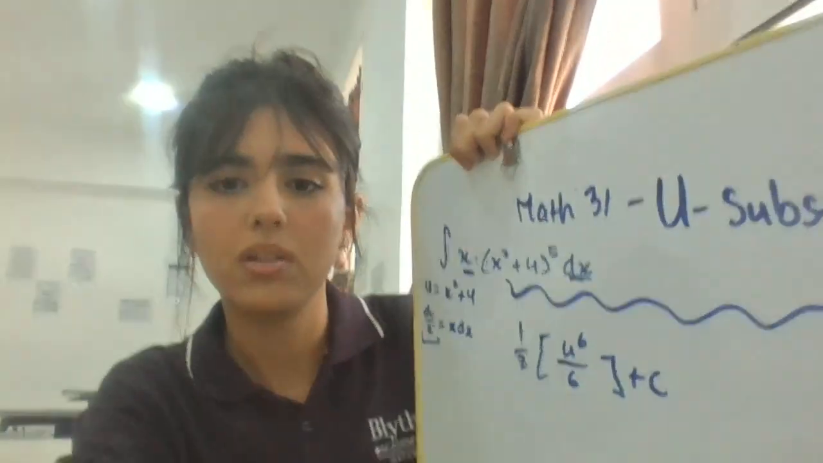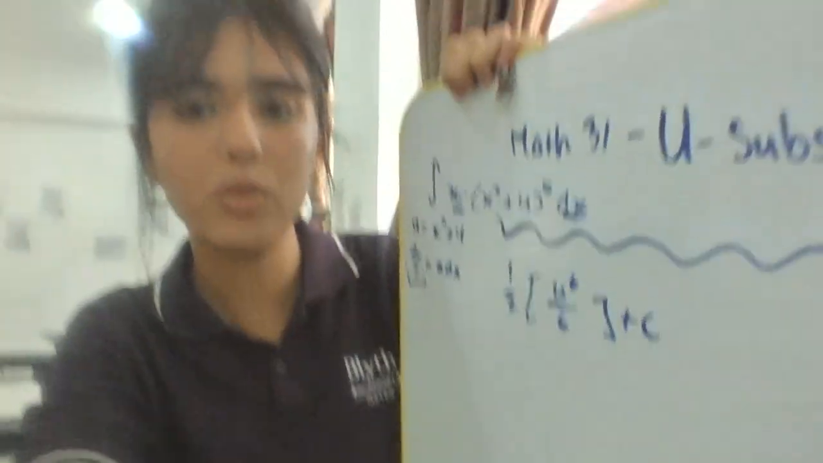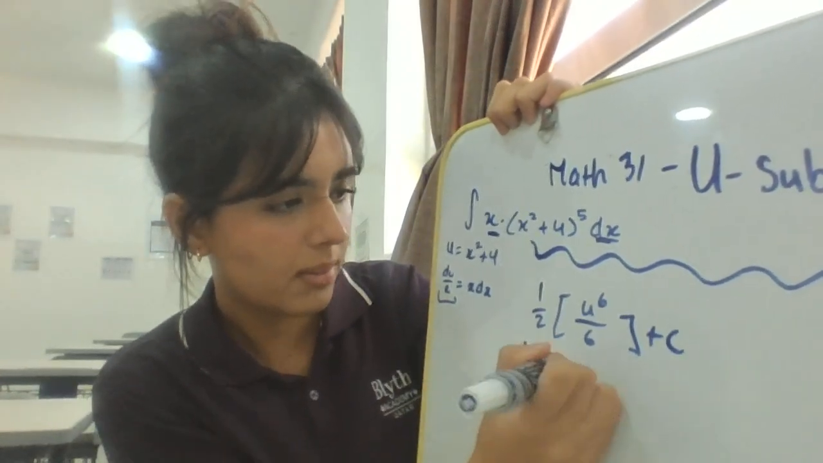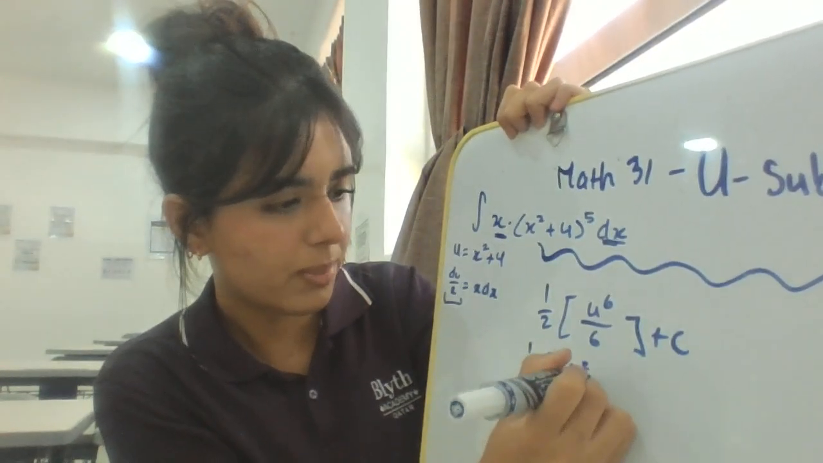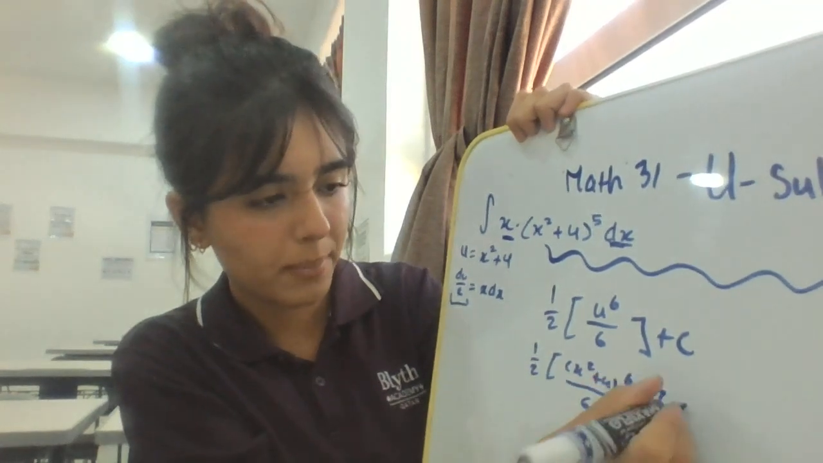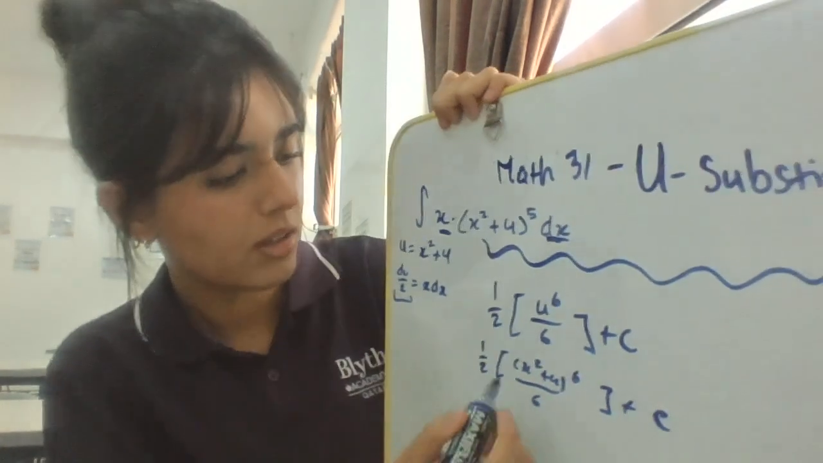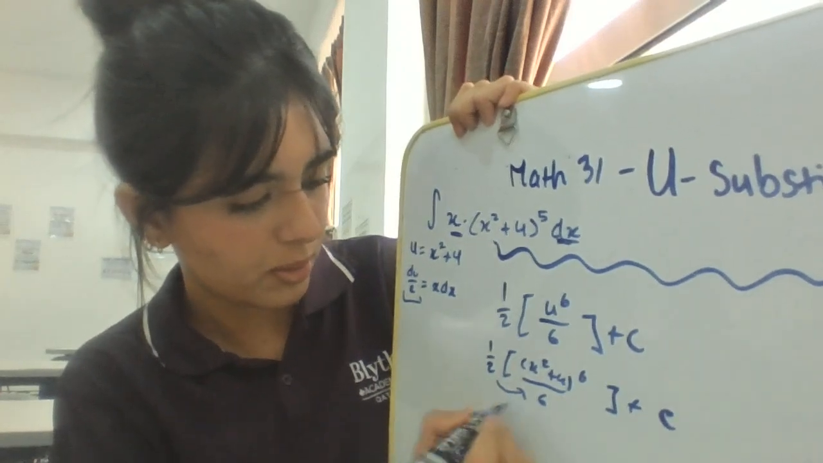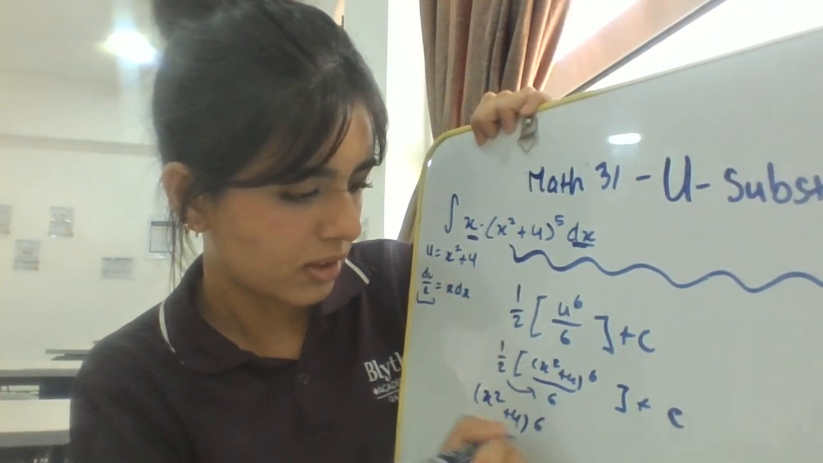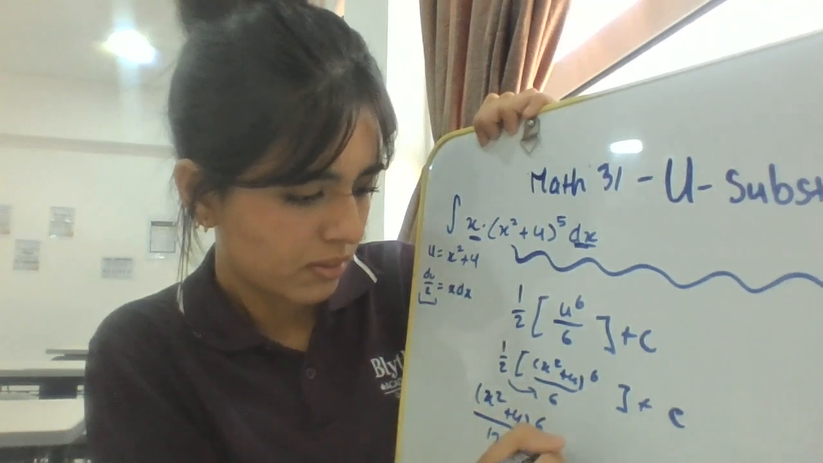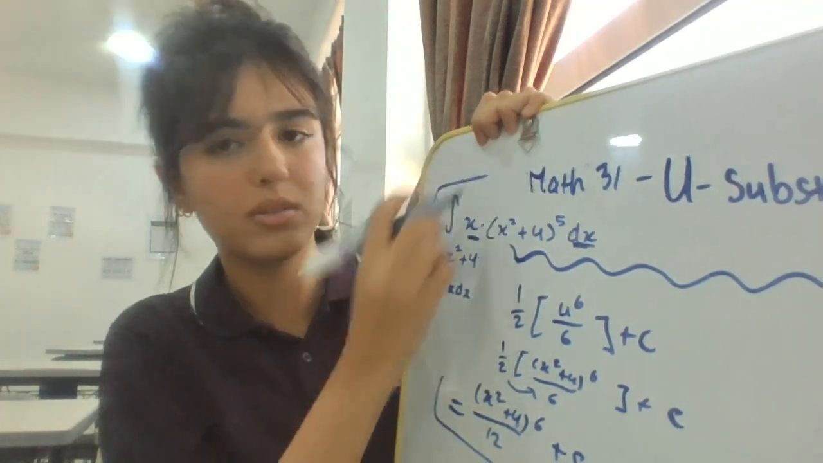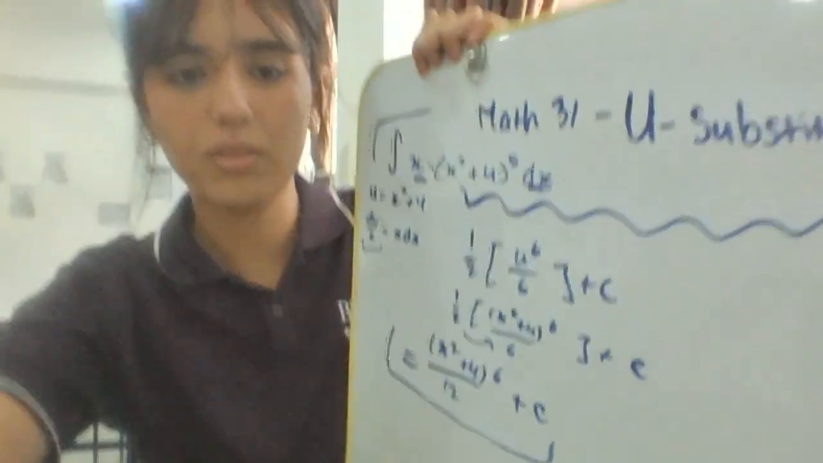Okay, so plugging your u back into the equation, 1 over 2 times x squared plus 4 to the power of 6 over 6 plus c. Don't forget your plus c. And you want to expand now? It's just 1 over 12 times x squared plus 4 to the power of 6, plus c. That is your integrated answer of this integral.